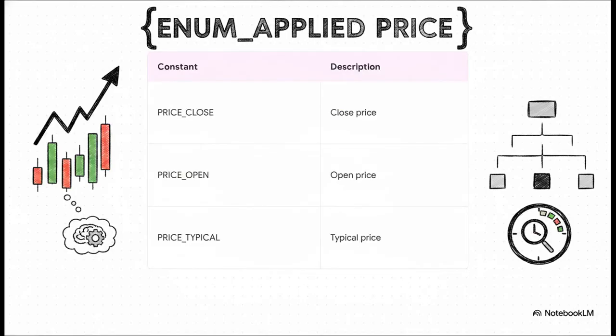Take the essential enum applied price constants, for example. If you're building a custom indicator or calling one, you must explicitly pass these constants, like price close or price typical, as parameters. The algorithm needs this exact instruction so it knows whether to grab the closing tick of a period, the opening tick, or some mathematical average of the high, low, and close. As always in algorithmic trading, precision is absolutely everything.